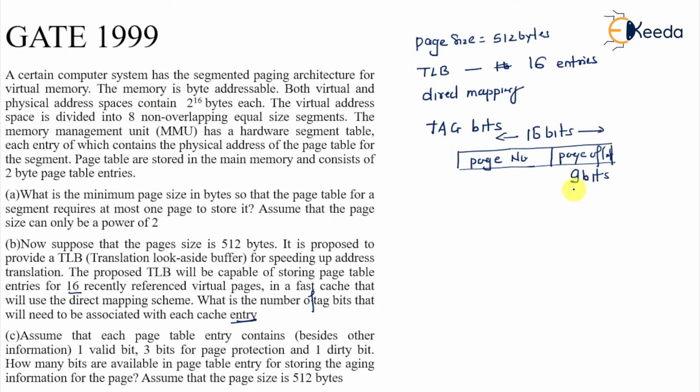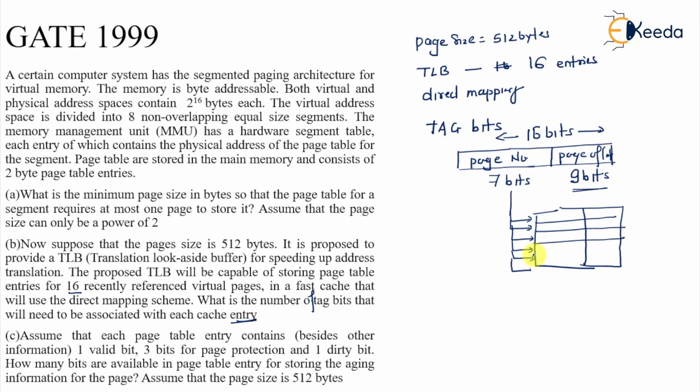So what we remain with here is 16 minus 9, that is 7 bits. So these 7 bits will go for this TLB comparison. This diagram we have already seen, TLB comparison, parallel search, what we call associative search. Now this 7 bits will be divided for direct mapping. A direct mapping has only two fields: one is your tag and another is your TLB entry offset.